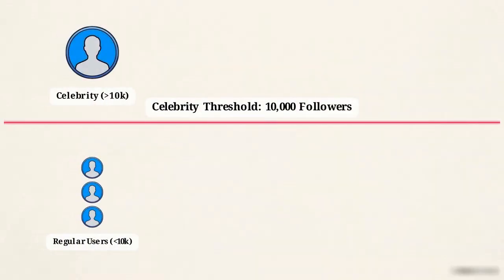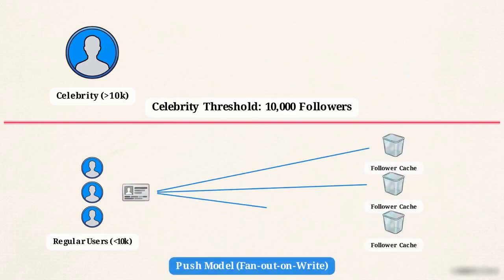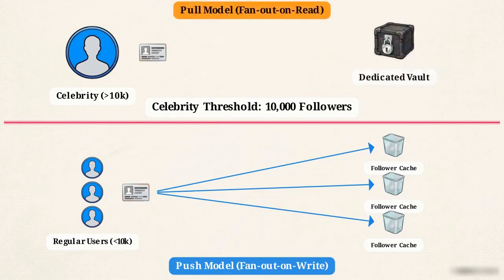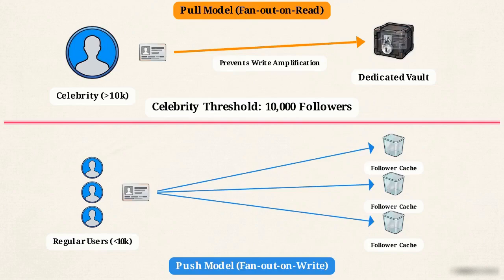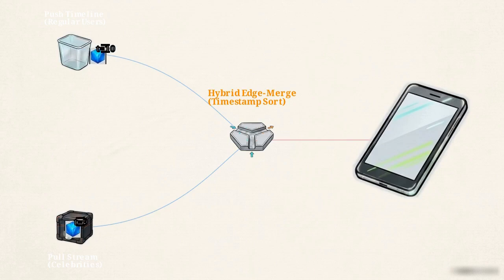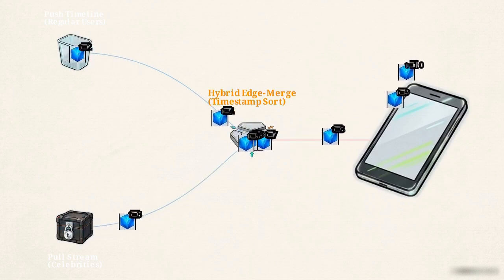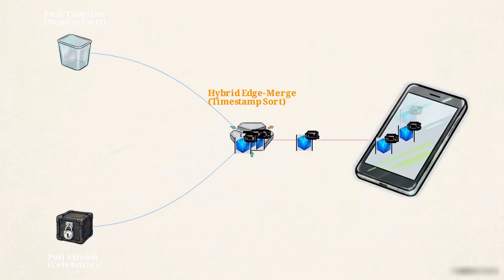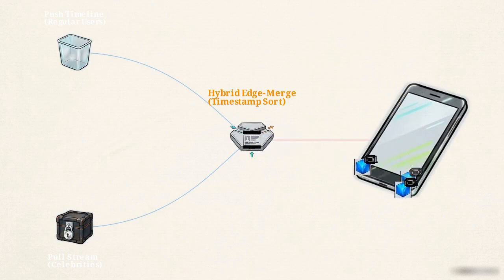The solution is the hybrid edge merge architecture, establishing a dynamic celebrity threshold. Users with fewer than 10,000 followers operate on the push model, fanning out writes to materialized caches. Users above the threshold bypass the fan-out queue, writing posts to a dedicated celebrity cache. The real engineering happens at read time through a process known as parallel edge merge compilation. When an app opens, the client requests the pre-computed push timeline, while the server simultaneously pulls recent posts from followed celebrity caches. These distinct streams undergo a timestamp-sorted merge at the API edge, creating a unified feed before fetching heavy media assets.